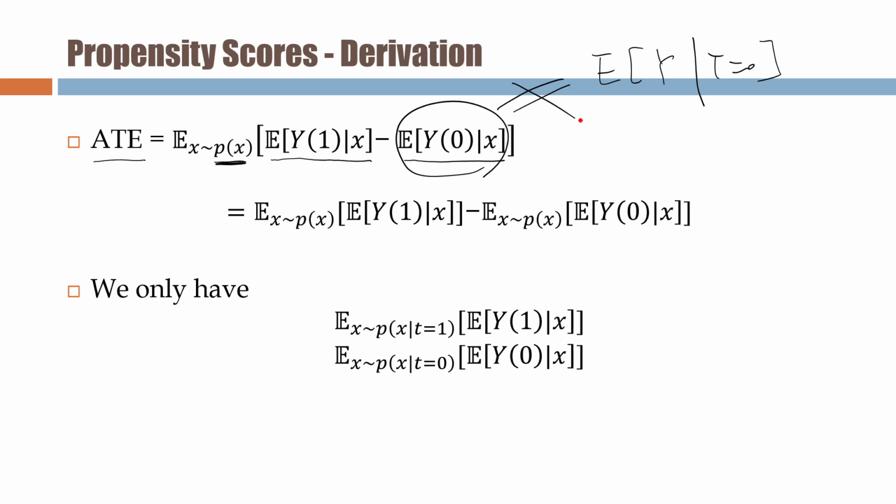Okay. However, we cannot calculate this one because what we have is the probability when t equals 1, what is the probability of x? When t equals 0, what is the probability of x, right? And then what we have is, given x, what is the expected value of y1, and so on. So this is the same as this, right?